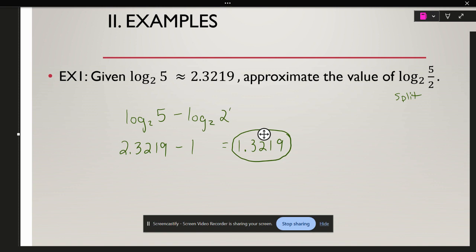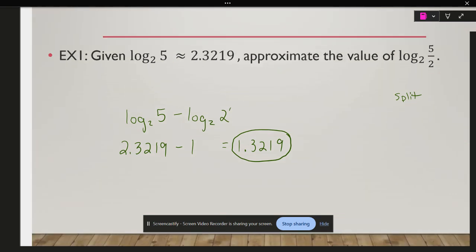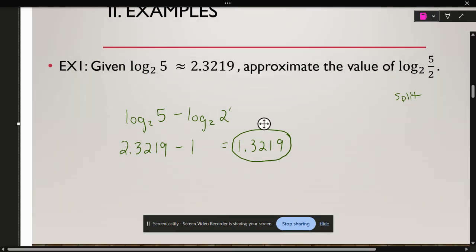And log base 2 of 2, since they both have the same number, a 2 and a 2, the base and the number in the log are the same. Our answer there would simplify down to our exponent, so then we can subtract. Questions at all, before we move to the next example?